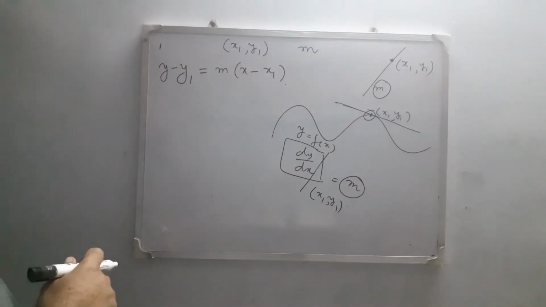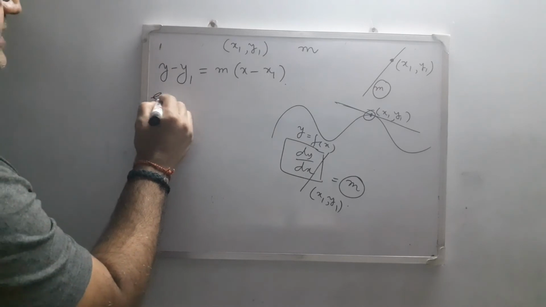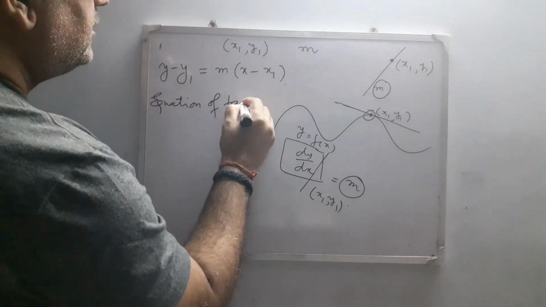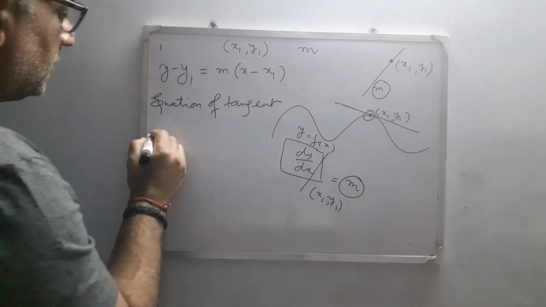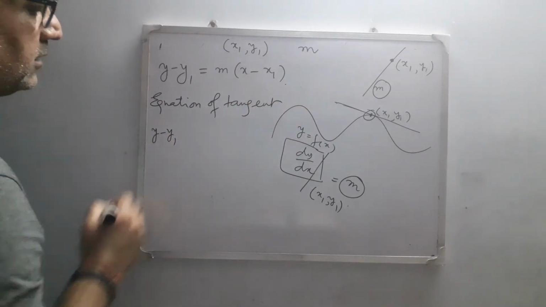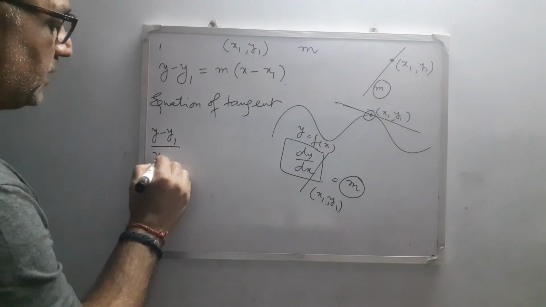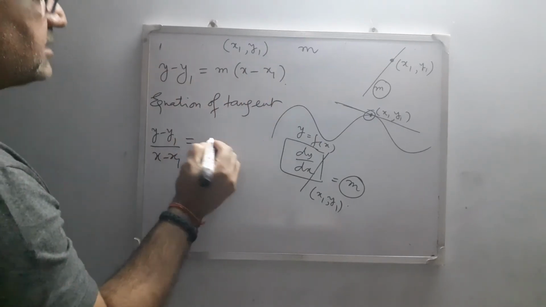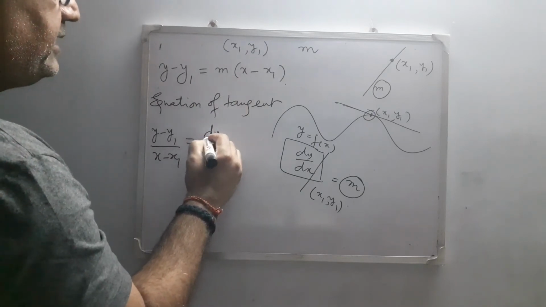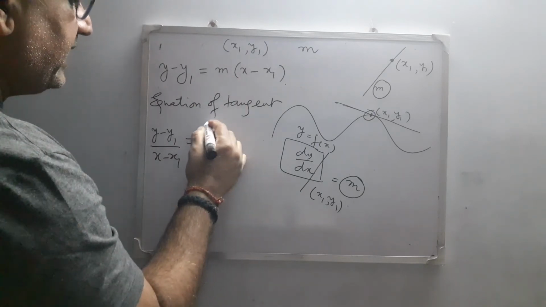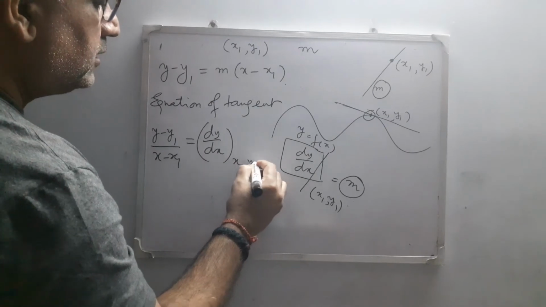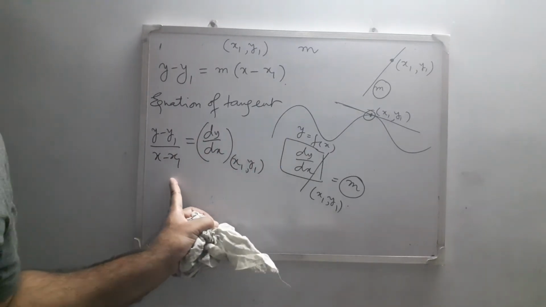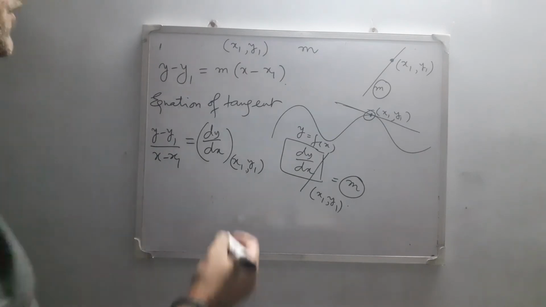So what happens? How to write the equation? Therefore, the equation of tangent we can write as (y - y1)/(x - x1), we should take this one as denominator, and this is equal to m, that is dy/dx at (x1, y1). So this will be your equation of tangent. This is the first part.